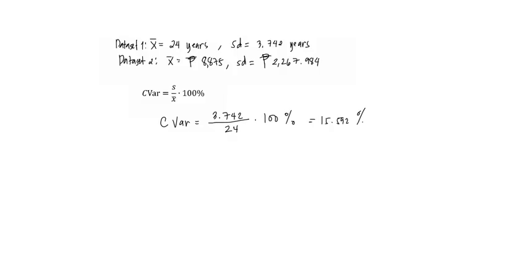So that's going to be 15.592%. And then for our CVAR for the second data set, that would be dividing 2,267.984 pesos divided by 8,875, which is our mean. And then you multiply it by 100%. Do not forget about that one. See, it's measured in percentage.